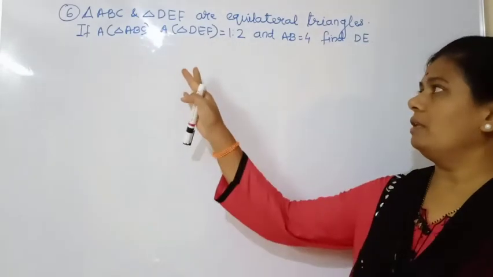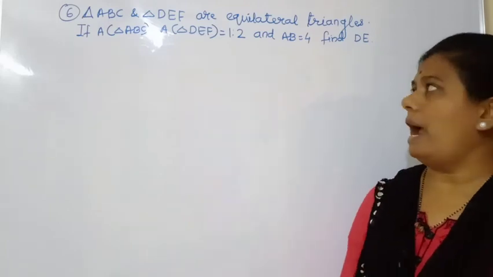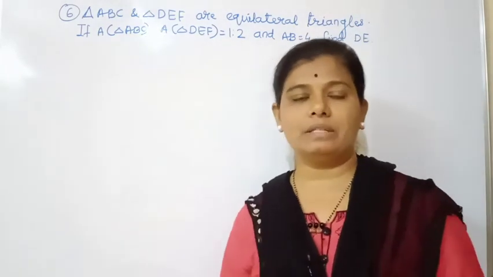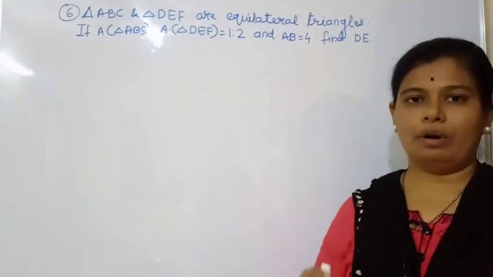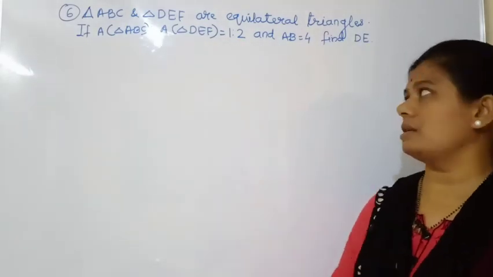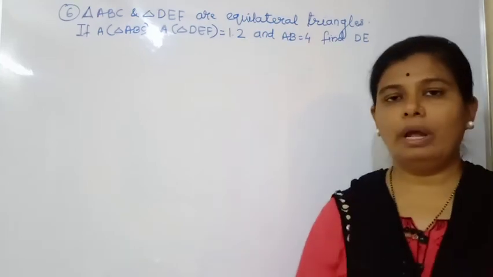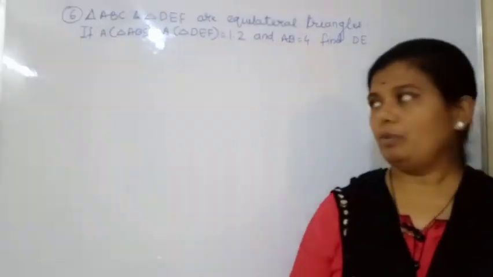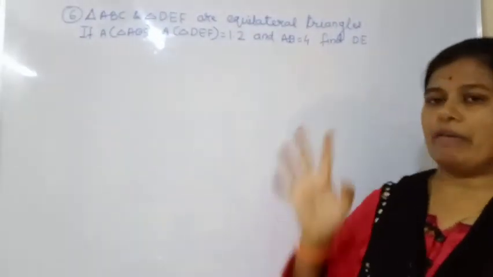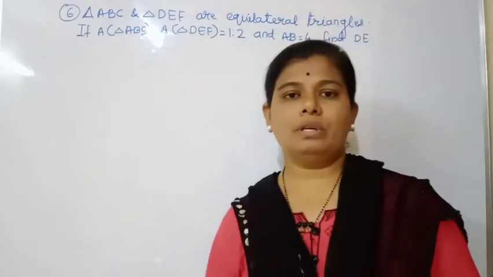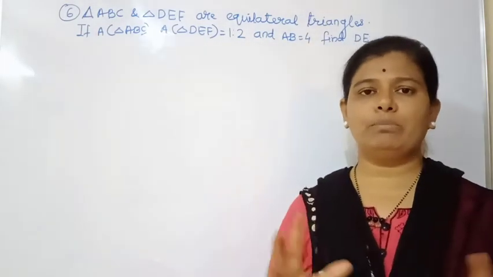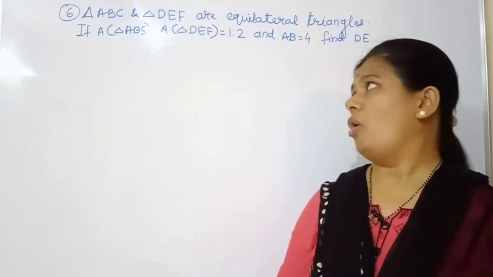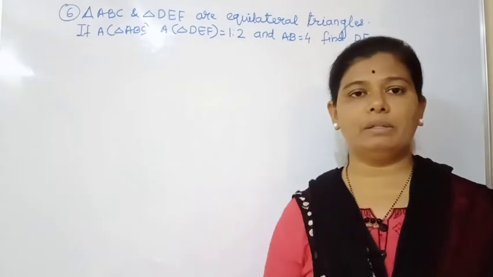Now see what is given here, that is triangle ABC and triangle DEF. Both the triangles are equilateral triangles and the ratio of their areas is given as 1:2. AB is given as 4 and we have to find DE. Now see students, in this sum, they have not given that both the triangles are similar or that triangle ABC is similar to triangle DEF.